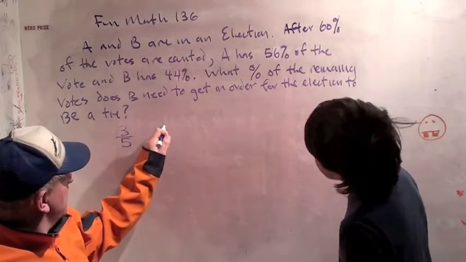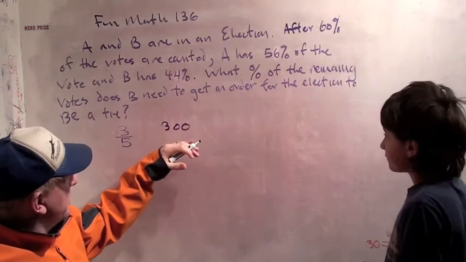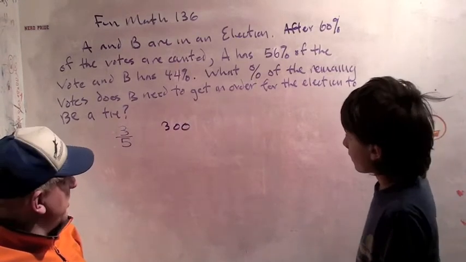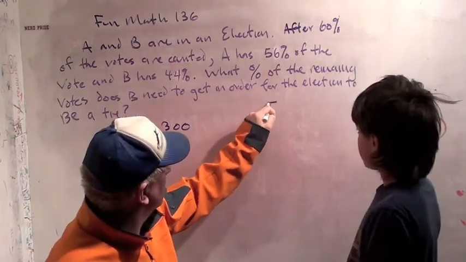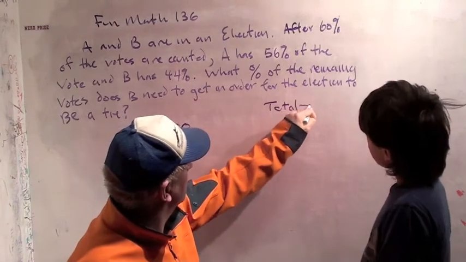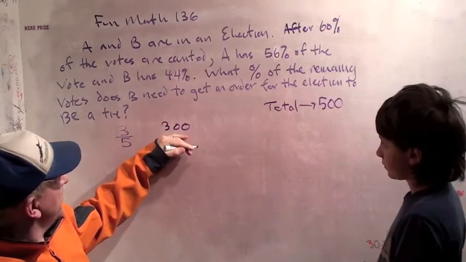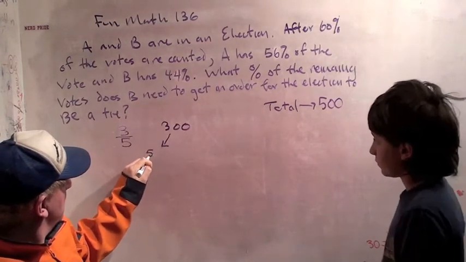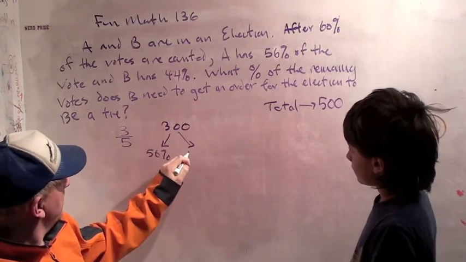If 300 is 60% of the vote, what would 100% of the vote be? 300 is 3/5 of the vote, so the total is 500. So the total votes are 500. But we've counted 300 so far, and A has 56% of the vote, and B has 44% of the vote.